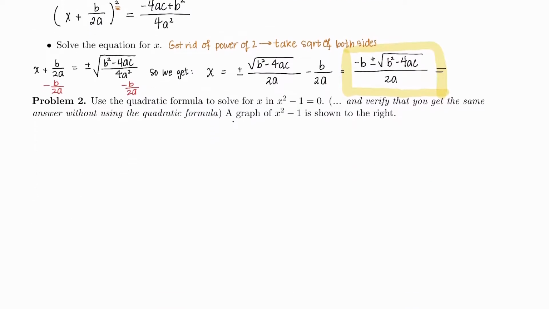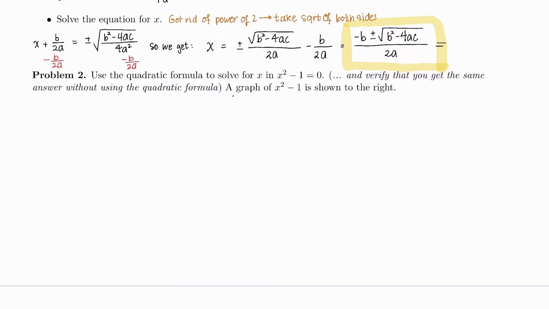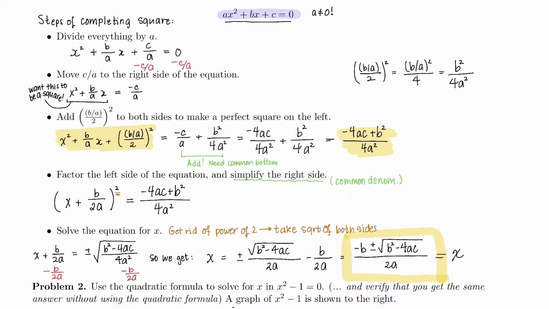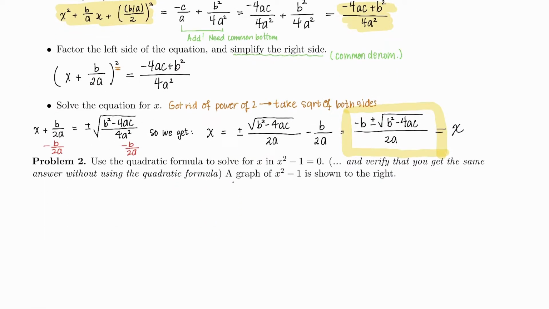So problem number 2. First of all, the quadratic equation that we found, just to remind you, for ax squared plus bx plus c equals 0, we found that x was going to be equal to negative b plus or minus the square root of b squared minus 4ac all over 2a.